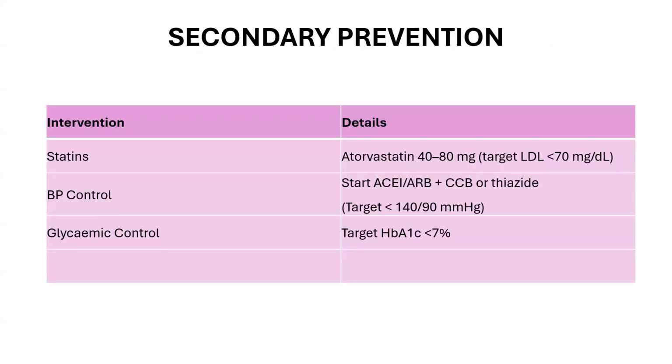So we have to tell the patient that the patient will have to be on lifelong antiplatelets. Then moving on to secondary prevention, of course, we have to start statins in these patients. Usually, high dose statins at 40 to 80 milligrams will be required, where we target an LDL of 70 milligrams per deciliter. And if a patient has hypertension, we start ACE inhibitors or ARBs plus, say, calcium channel blockers, and we target a BP of 140 by 90. And say a patient also has DM, we target an HbA1c of less than 7%.